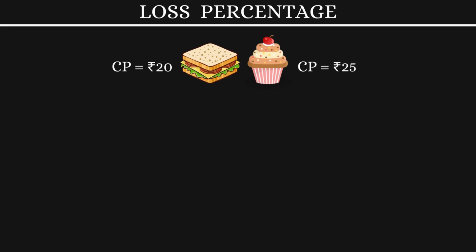Now let's say these items will expire on the next day. So he has to sell them by the end of the day. So by the evening, he decides to sell it at a loss. The sandwich is sold for 17 rupees with a loss of 20 minus 17, which is 3 rupees. Similarly, he sells the cupcake for 22 rupees, a loss of 25 minus 22, which is again 3 rupees.